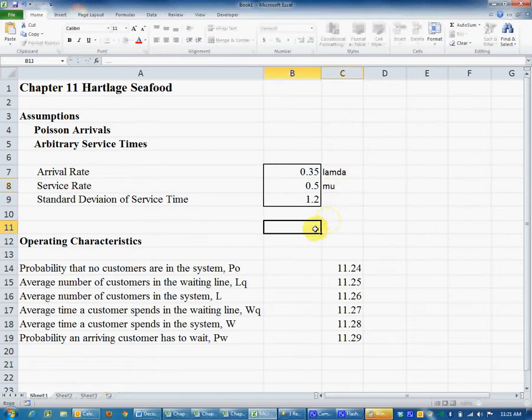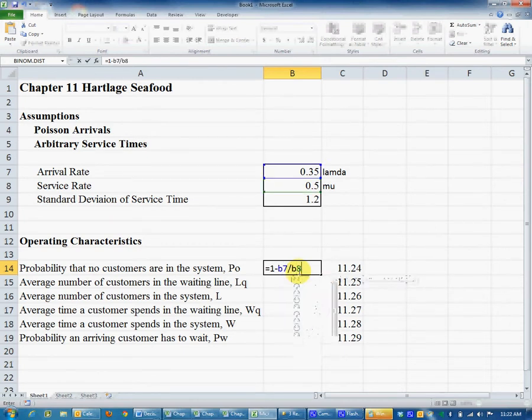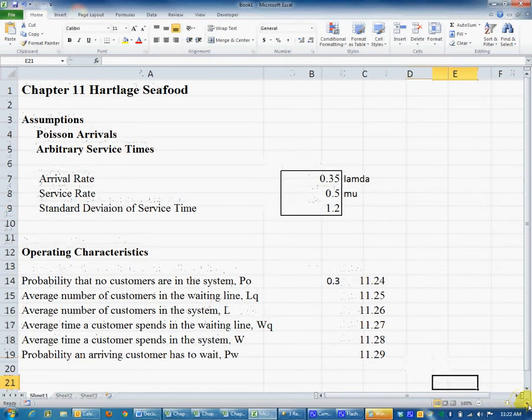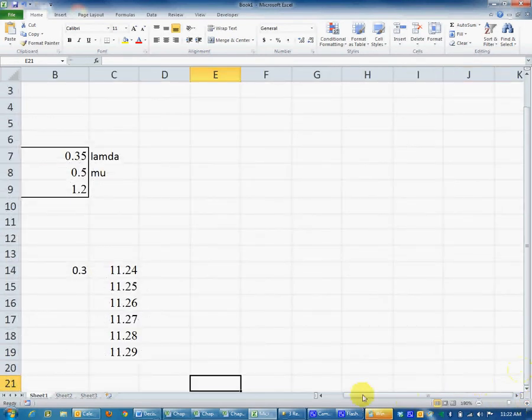P0 equals 1 minus lambda over mu. Which is which? I have no idea. I helped you out: B7 over B8, right? So it's equals 1 minus B7 over B8. I'll zoom in on these a little bit.